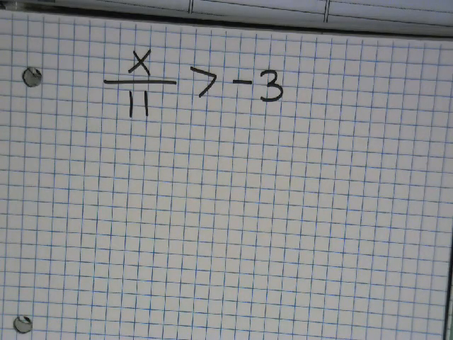All right. X over 11 is greater than -3.